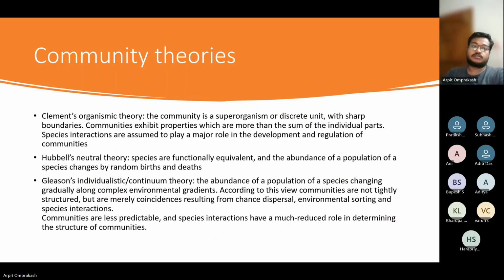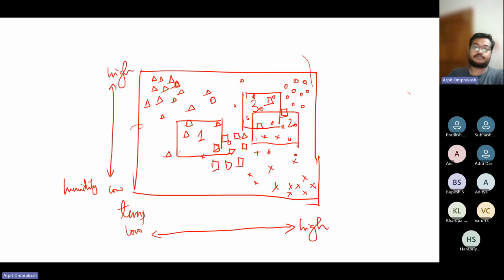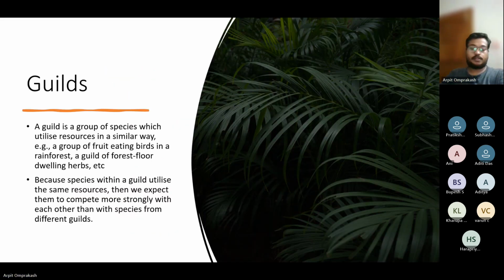Okay, so according to Clements, everything is basically determined by species interaction. The community is like a superorganism. Hubbell says that all species are functionally equivalent and everything is random chance. And Gleason says that it's all due to environmental and complex climatic gradients. Right. Does anyone have any questions till now? Okay.